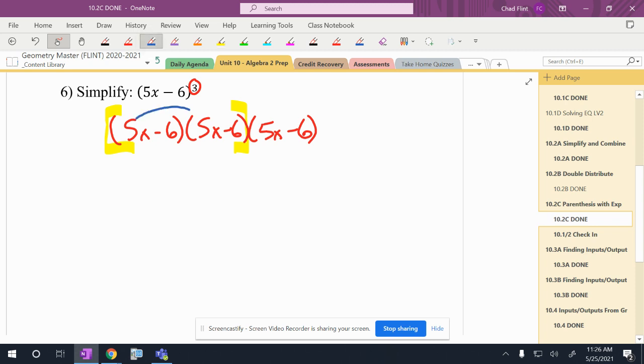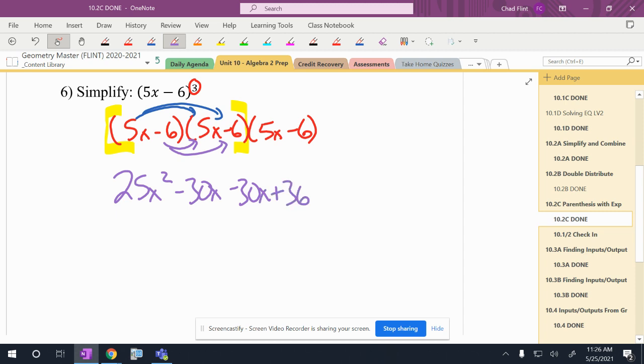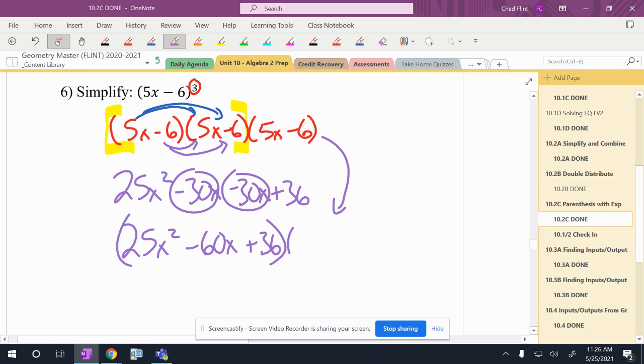So this is going to take some time. So I'm going to do that, then I'm going to do this. So I'm going to get 25x squared minus 30x minus 30x plus 36. And again, be careful with those signs. There's lots of negatives going on there. I've got these 2 that are like terms. So I have 25x squared minus 60x plus 36. And then I've got to bring this guy down because I didn't use it yet.